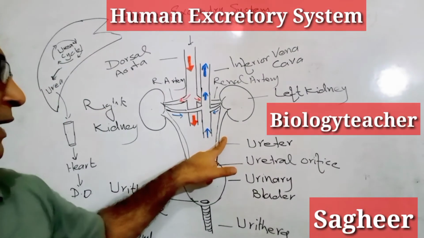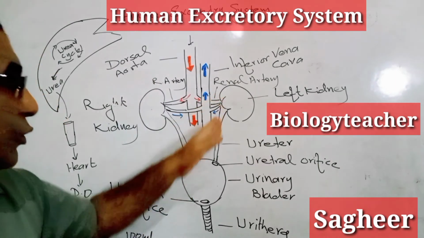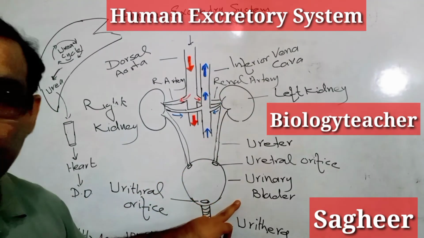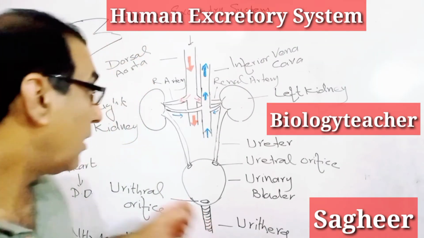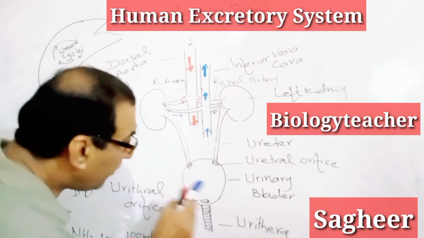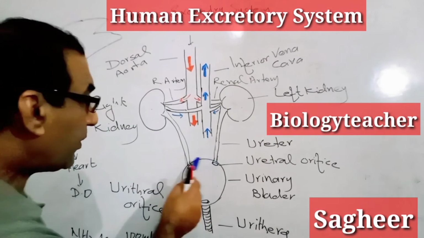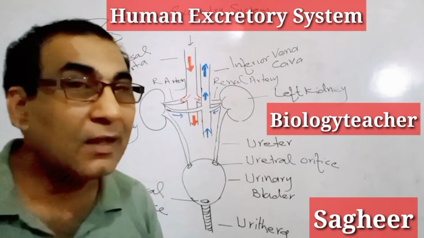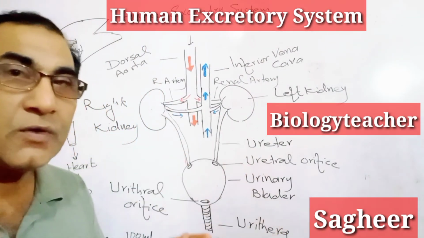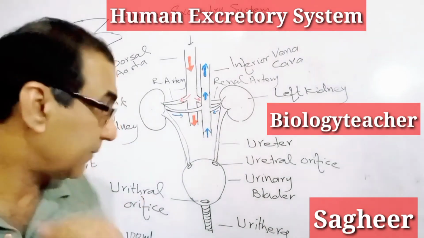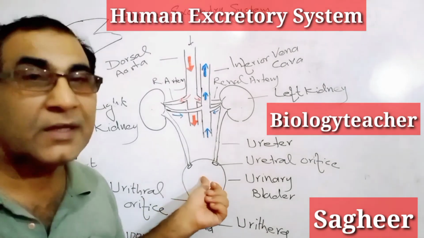This is the left ureter. This is the right ureter. They bring the urine into the urinary bladder that is present in the lower abdominal region. The ureters open into the urinary bladder through openings known as the urethral orifice. Orifice means mouth. Here, the storage of urine takes place.